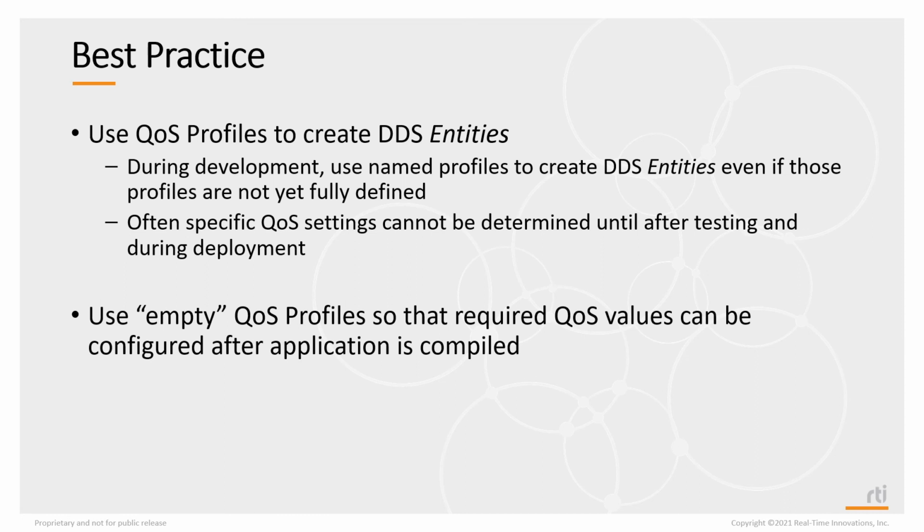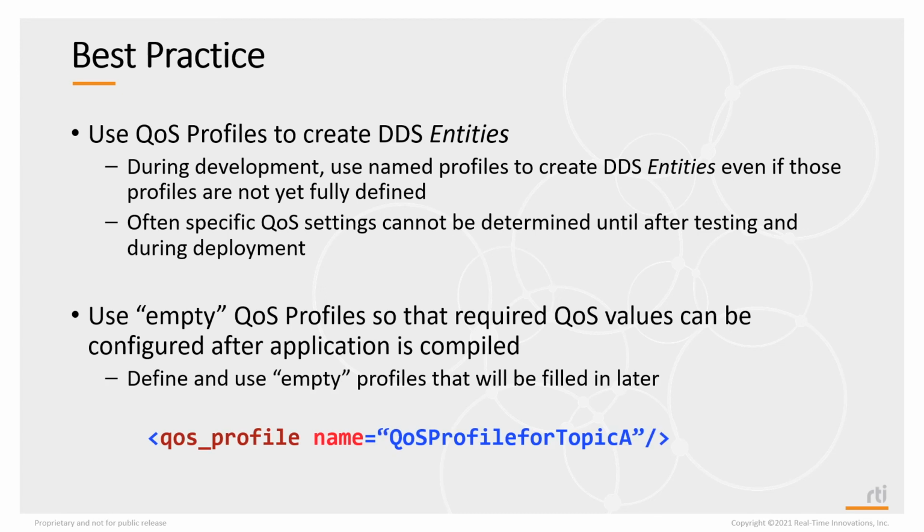So a way to do this is to use QoS profiles that are essentially empty. They have not been defined yet. They're just placeholders so that the required QoSs can be configured after the application is compiled. When you're compiling the application, you actually need to use a name. So you could define and use these profiles that are essentially empty, and then later on they'll be filled in.